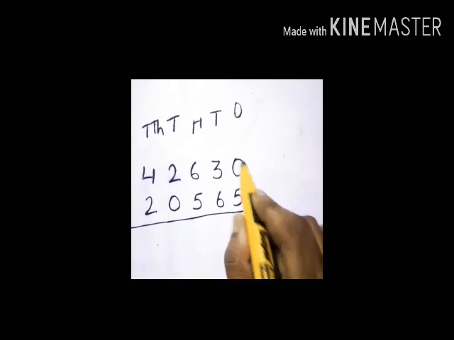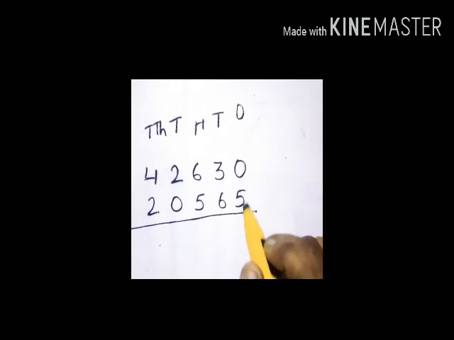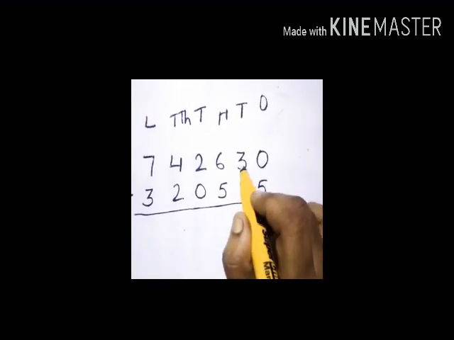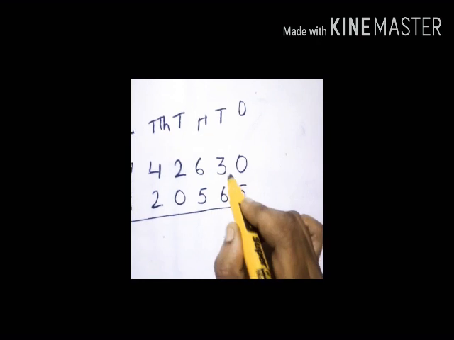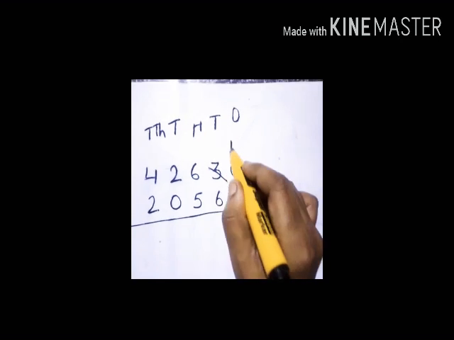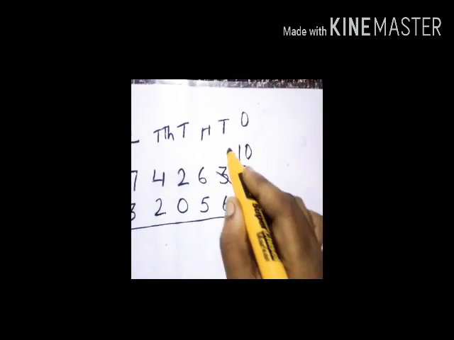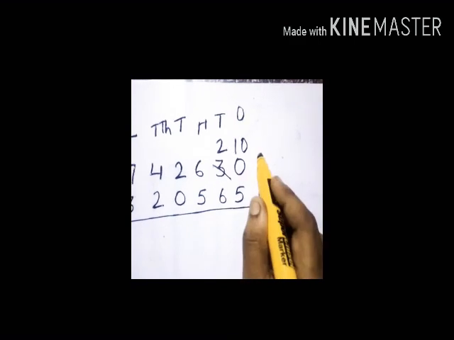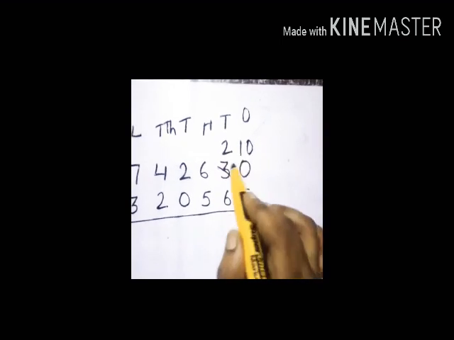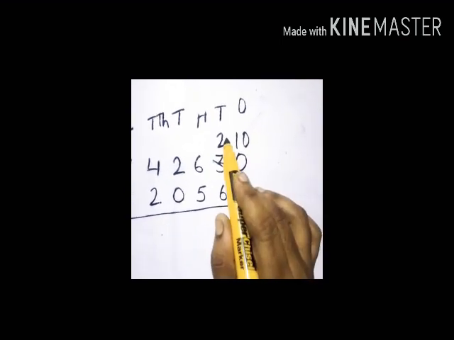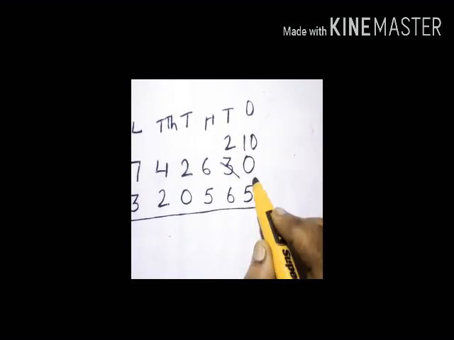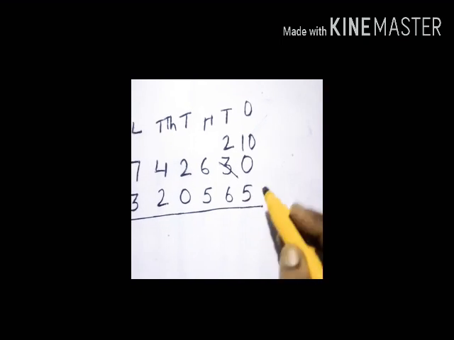Here the ones digit is 0, and from 0 you have to subtract 5, which is not possible. So what you have to do? You have to borrow 1 from the tens place. Tens place digit is 3. When you take 1 from here, you get 10 here. And here 2 remains. Now out of 10, when you subtract 5, you get 5.